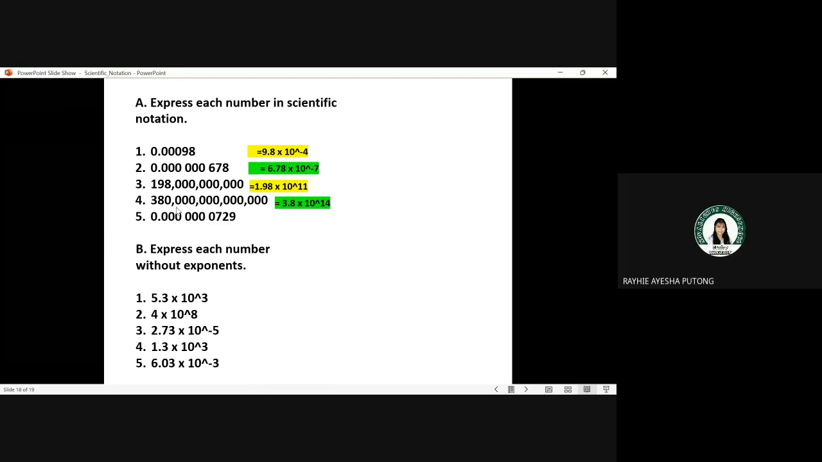Anahaw po. 7.29 times 10 to the negative 8. Negative 8, tama. 6, 7, 8. So, that is correct, Anahaw. 7.29 times 10 to the negative 8. I'll give you 5 points. Okay, so let us now proceed to letter B.